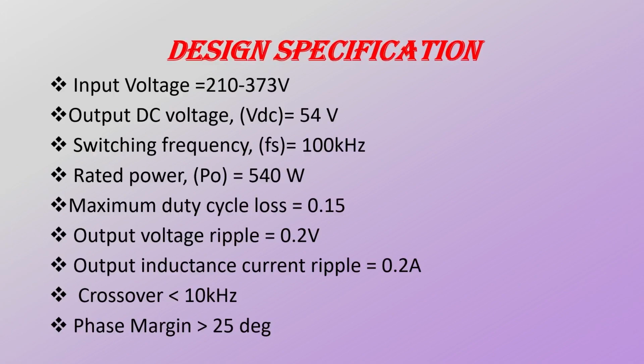The design specifications are: the input voltage will be 210 volts to 373 volts. Output DC voltage will be 50 to 54 volts. The switching frequency is 100 kilohertz. The rated power of the converter is 540 watts. The maximum duty cycle loss will be 0.15. The output ripple will be 2 volts, and the output inductor ripple current will be 0.2 ampere. The crossover will be less than 10 kilohertz, and the phase margin is 25 degrees.